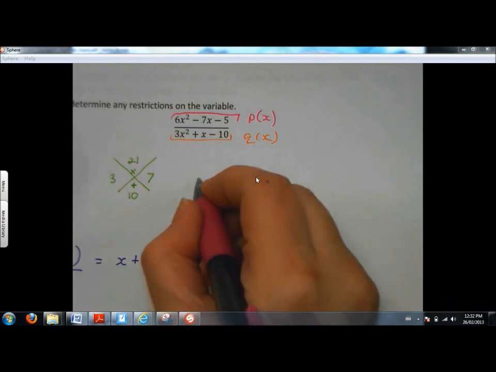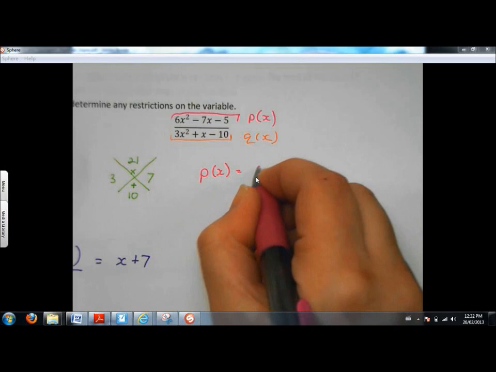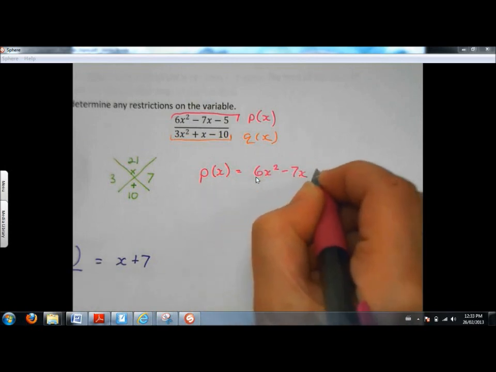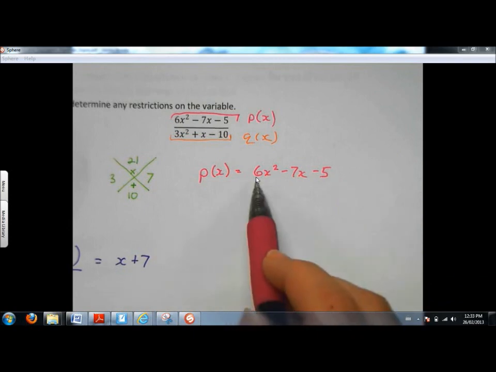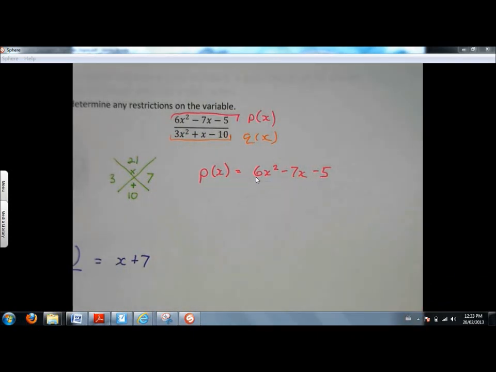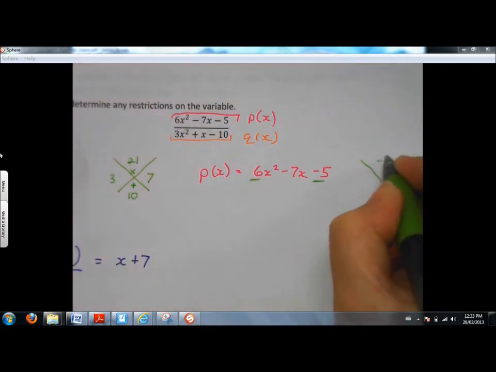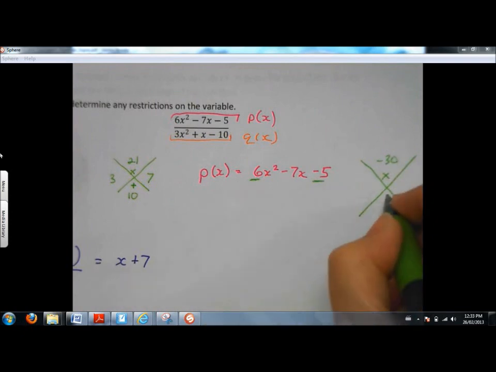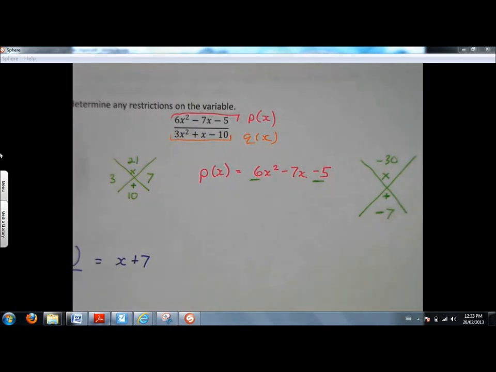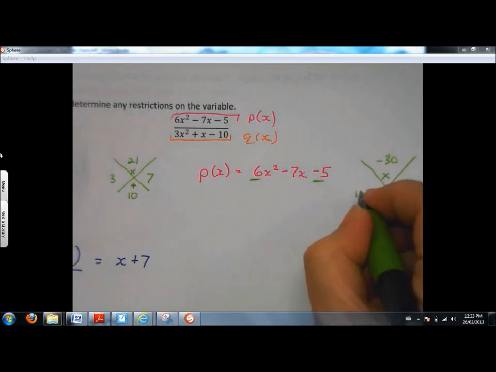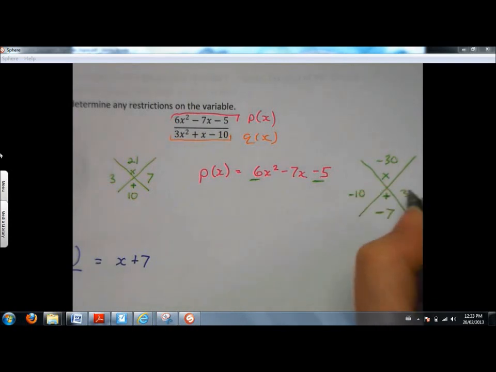Let's do p of x first. P of x equals 6x squared minus 7x minus 5. First thing I'm going to check, is there anything that I can divide all 3 terms by and still get a whole number? Nope, nothing. All right, fine. That's okay. I've got a new trick that I can use. I'm looking for 2 numbers that multiply to negative 30. That's a times c. And it's got to add to negative 7. So what are 2 numbers that multiply to negative 30 and add to negative 7? Well, 10 and 3. It's going to be negative 10 and positive 3. I'm going to take my 6.